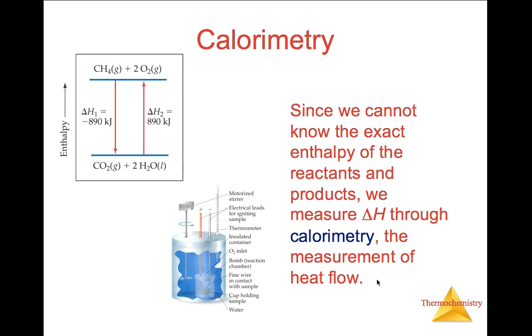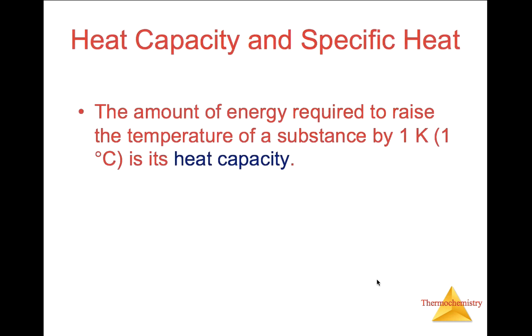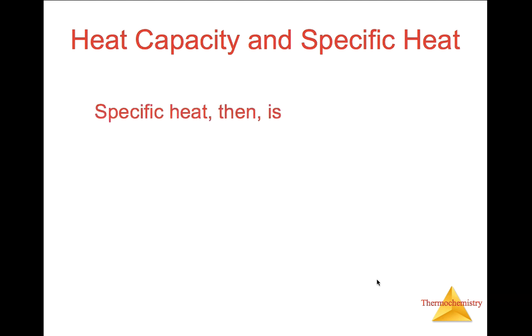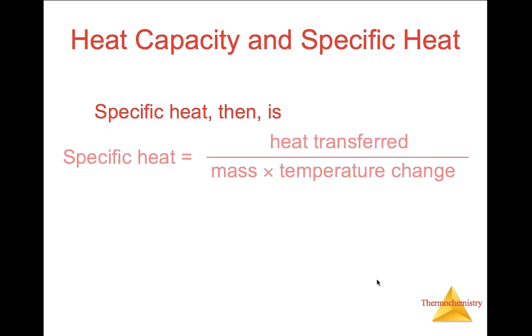The amount of energy required to raise the temperature of a substance by 1 Kelvin is called its heat capacity. And we define specific heat capacity, or simply specific heat, as the amount of energy required to raise the temperature of 1 gram of substance by 1 Kelvin. Specific heat then is equal to the heat transferred, sometimes known as Q, or delta H for a constant pressure, divided by mass times temperature change.